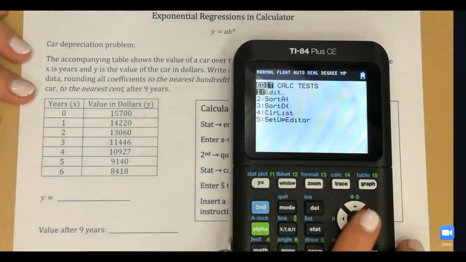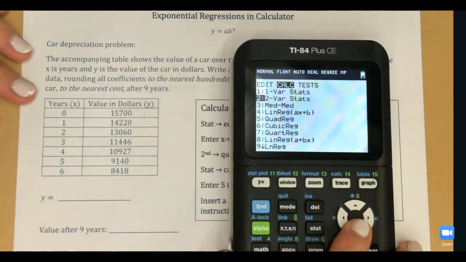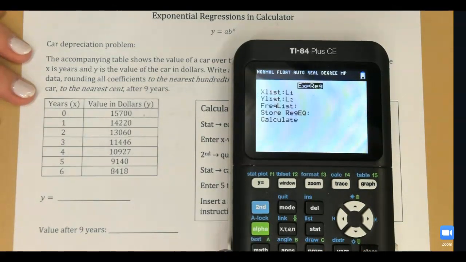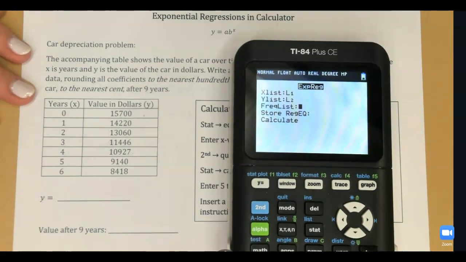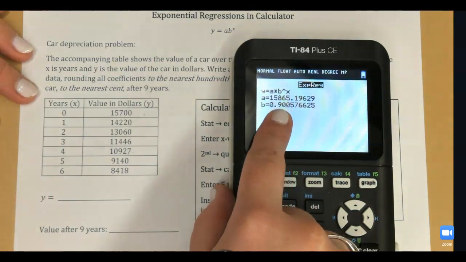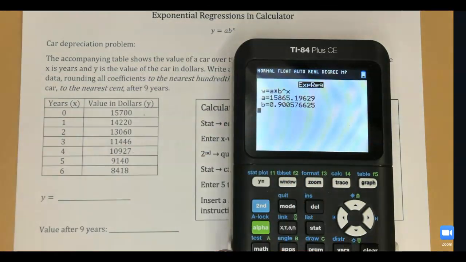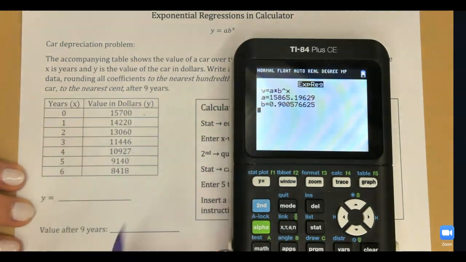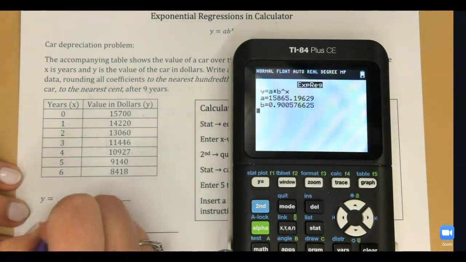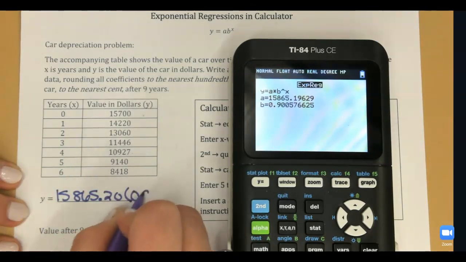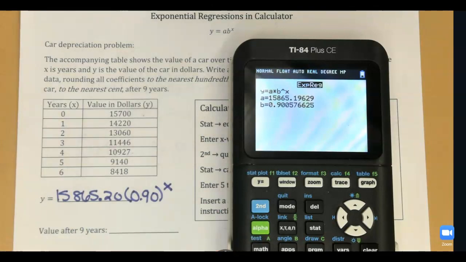We're going to go to stat again, this time arrow over to calc, and go down to option 0 where it says exponential regression. Then you're going to hit enter 5 times. And what this has done is it's told me this is my a value and this is my b value. So we're going to plug those into my exponential formula. And the instructions tell us to round to the nearest hundredth. So y is going to be equal to 15,865.20 times 0.90 to the x power.